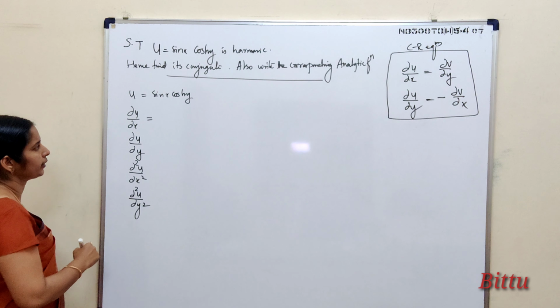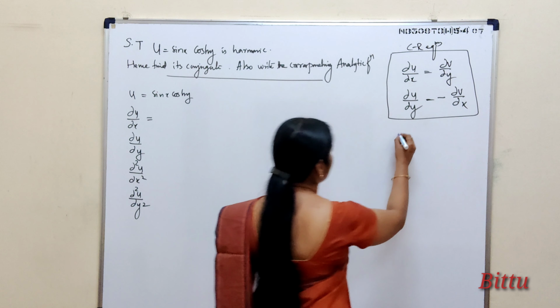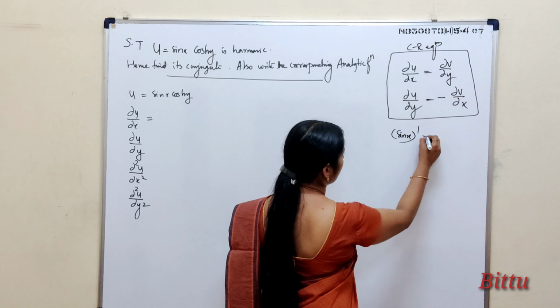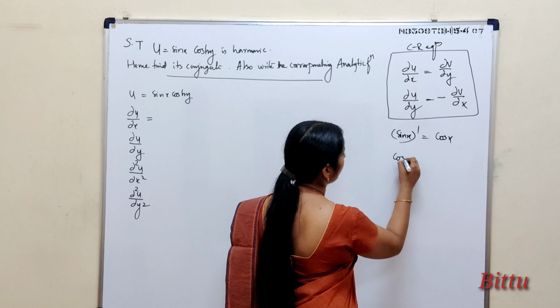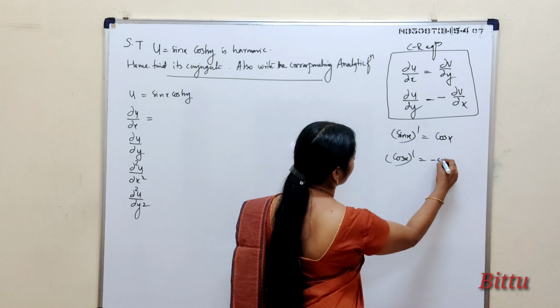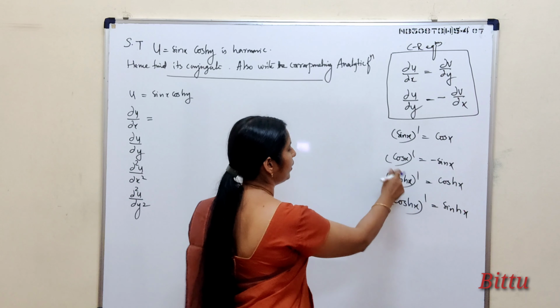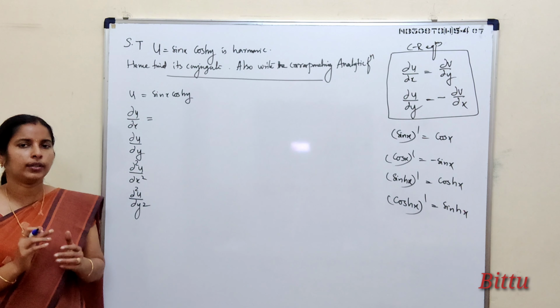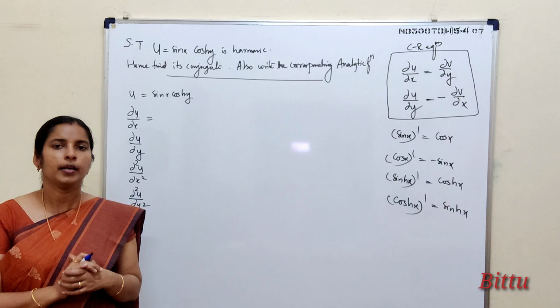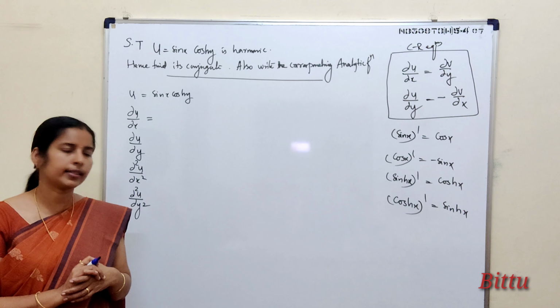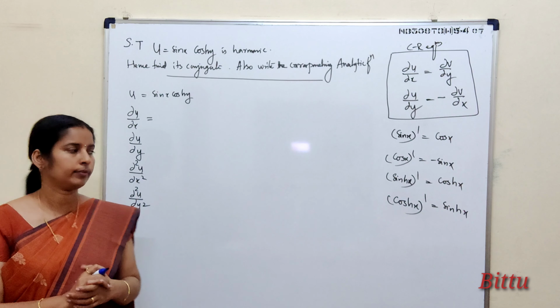That is dou u by dou x. See here, you have to remember: derivative of sin x is cos x, derivative of cos x is minus sin x, derivative of sin hx is cos hx, derivative of cos hx is sin hx. See, in the hyperbolic functions there is no sign change. Derivative of sin hx is cos hx, derivative of cos hx is sin hx. But in the case of the usual trigonometric function, derivative of cos x is minus sin x.